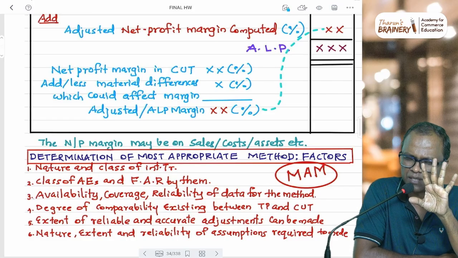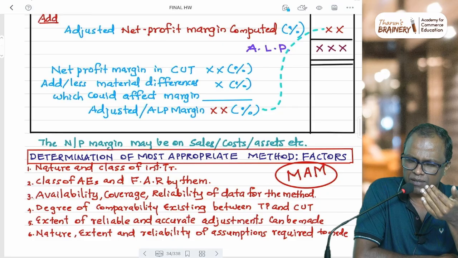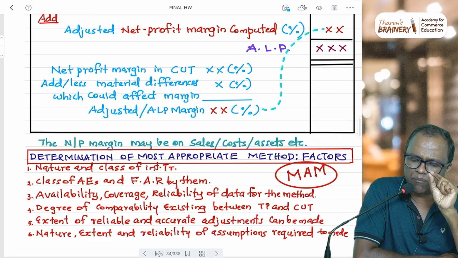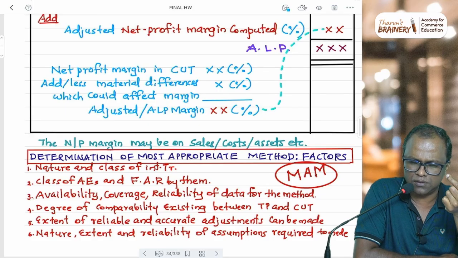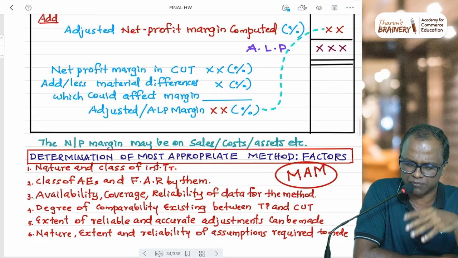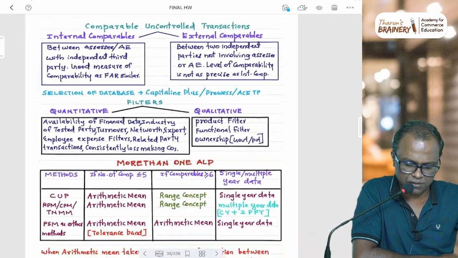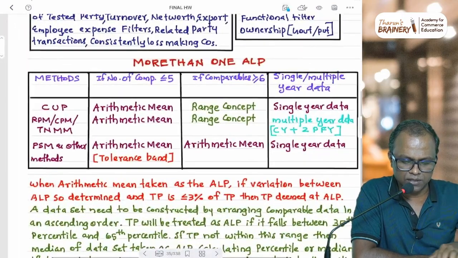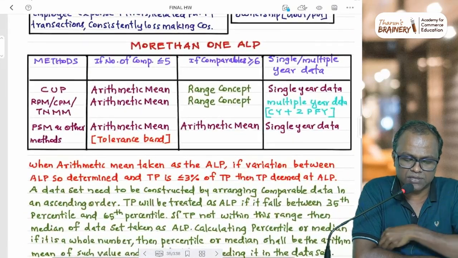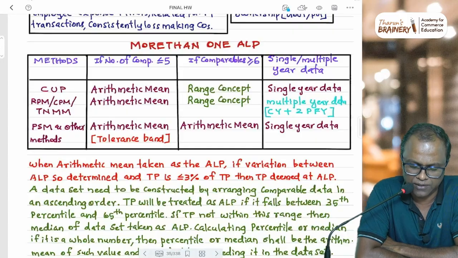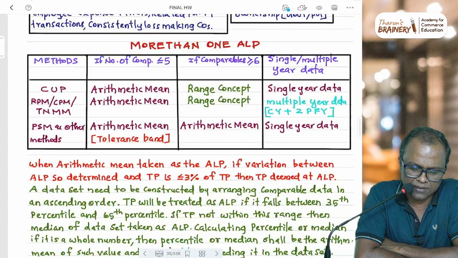If under a single method, multiple arm's length prices are available, we have to take the arithmetic mean. But if the number of arm's length prices is 6 or more, arithmetic mean is not possible. In that case, we have to go for the range concept. So if the number of comparables is less than or equal to 5, that is, the number of arm's length prices is less than or equal to 5, then we can take the arithmetic mean. That arithmetic mean should be taken as the arm's length price.